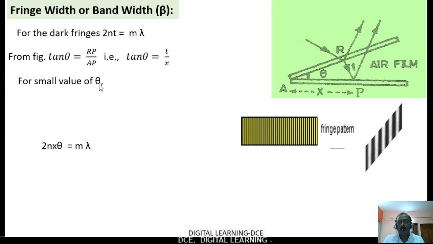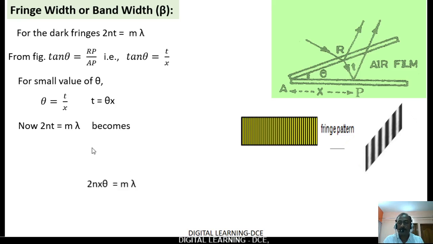For a small value of angle, theta equals t by x, as the tan term is neglected. On cross multiplying, t equals theta x. This is the thickness of the medium. Now 2nt equals m lambda. Substituting t as theta x, this becomes 2n x theta equals m lambda.